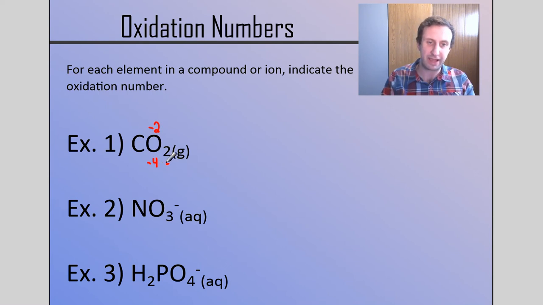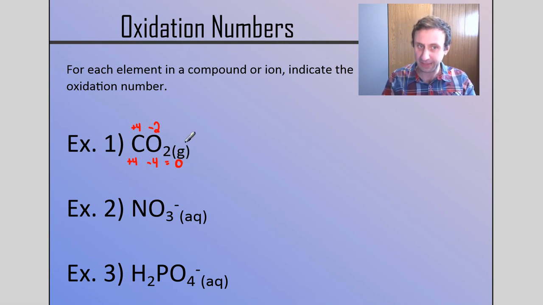Now, at the end of the day, I need this to equal 0 because it's CO2, which doesn't have a charge. So I need to figure out what carbon has to be in order to get to 0. Well, of course, it would be +4 in total. And I only have one carbon, so each carbon atom, well, there's only one, is going to have an oxidation number of +4. So I have +4 and then two -2's, which gives me my overall charge of 0.